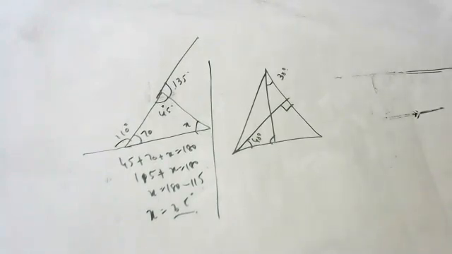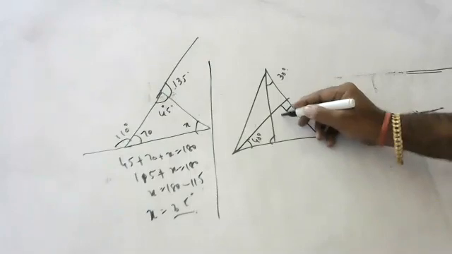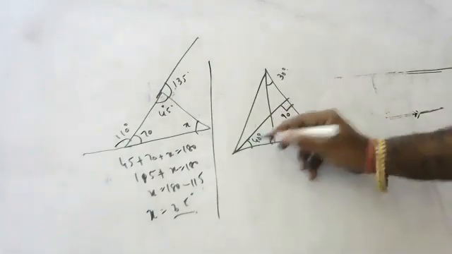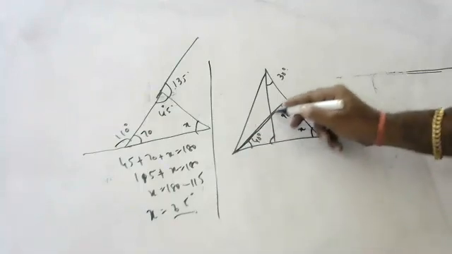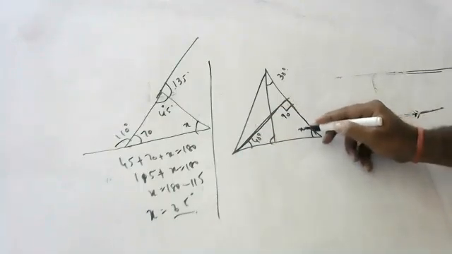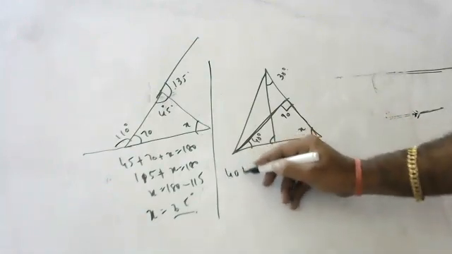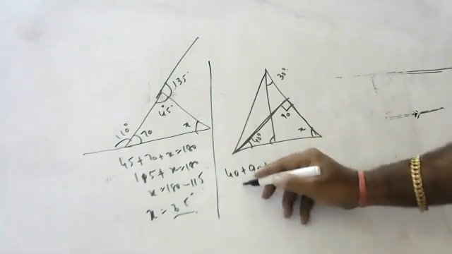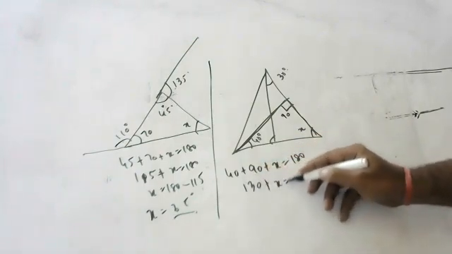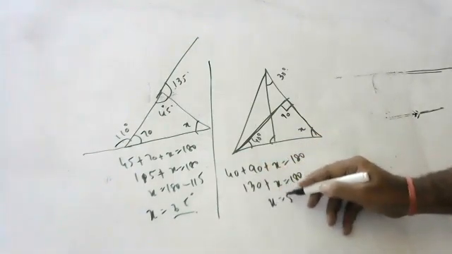Emma, how to do that? This is 30, sir. This is 90, no? This is 40, no? First find out this angle at this point. 180 less 40, less 90, that is 50. 130 minus 50. x is equal to 50.